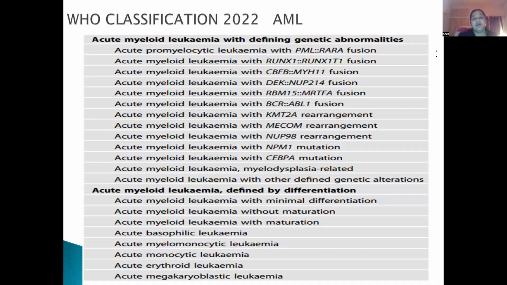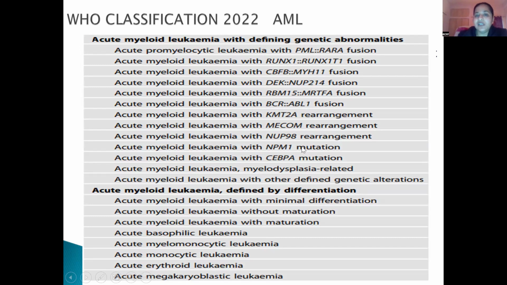Now, the recent WHO fifth edition was launched in 2022, I guess, and certain mutation changes have been made in the classification. Earlier, it was acute myeloid leukemia with recurrent genetic abnormalities, but now this has changed to defining genetic abnormalities. You have to remember that there are basically six fusion genes, three rearrangement genes, two mutations, and the other myelodysplasia-related and other defined genetic alterations.